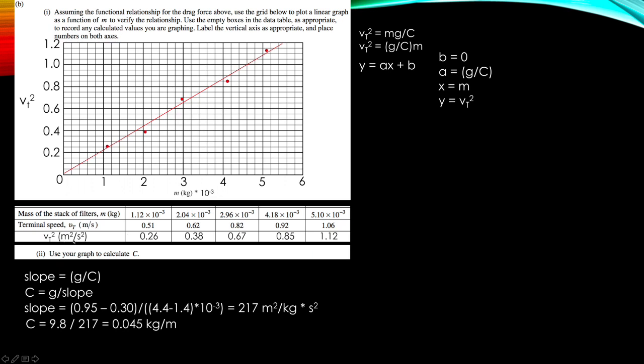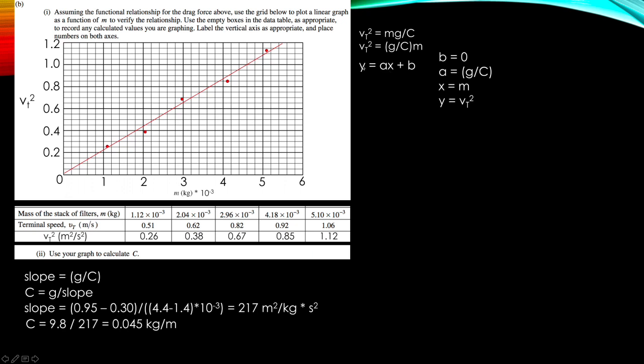That's because if we look at the equation that we found in part A, we had that vt squared is equal to mg over c, and if we just rearrange this a little bit, we can just put parentheses around this, we'll see that vt squared is equal to g over c times m, and g over c is basically a constant. This looks very similar to the equation for linear graphs.